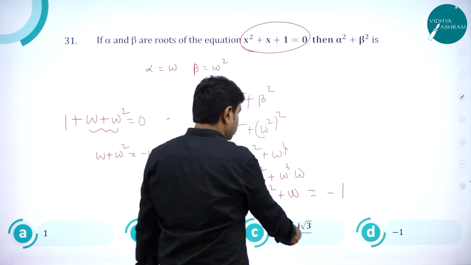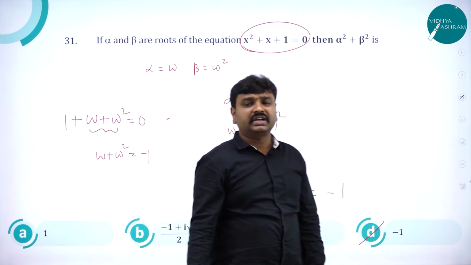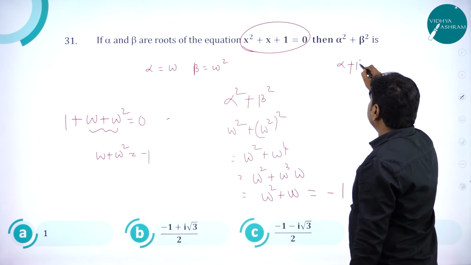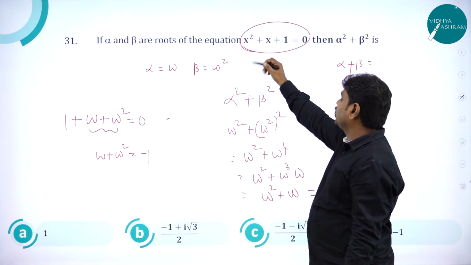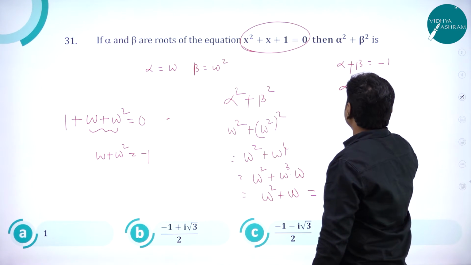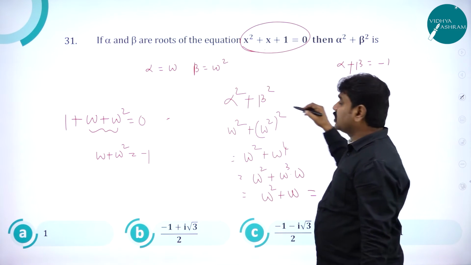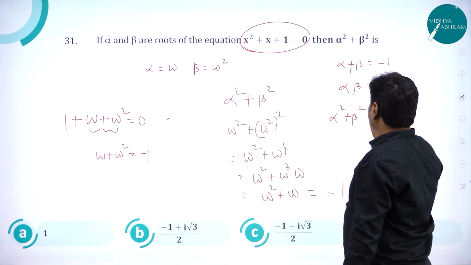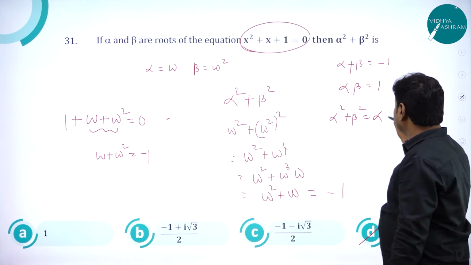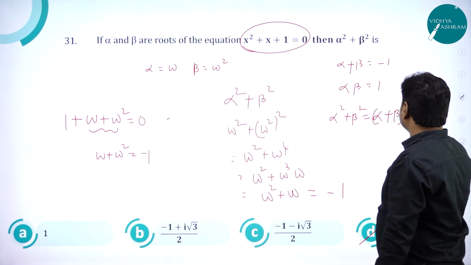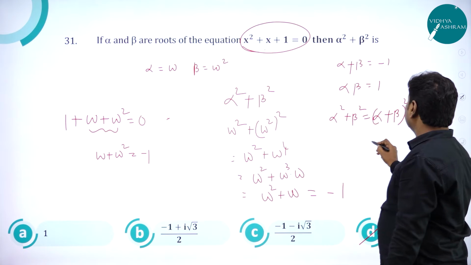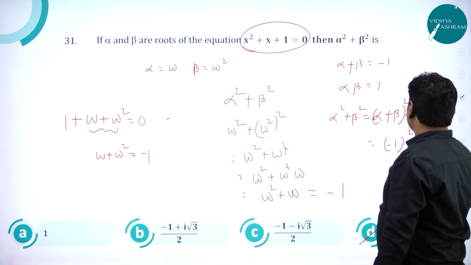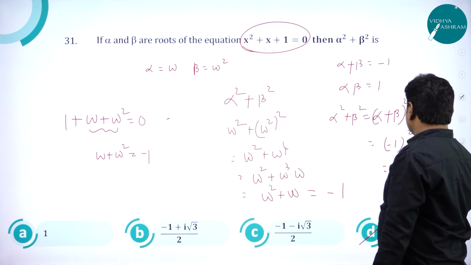So check this. Another technique is sum of the roots and product of the roots. What is sum of the roots? Minus b by a. Minus b by a means b is 1, a is 1, so minus 1. What is product of the roots? c by a. c is 1, a is 1, so 1. And use the formula for alpha square plus beta square. a square plus b square in maths can be written as a plus b the whole square minus 2ab, so minus 2 alpha beta. Alpha plus beta is minus 1, the whole square, minus 2 times alpha beta, which is 1. So 1 minus 2, it is also minus 1.